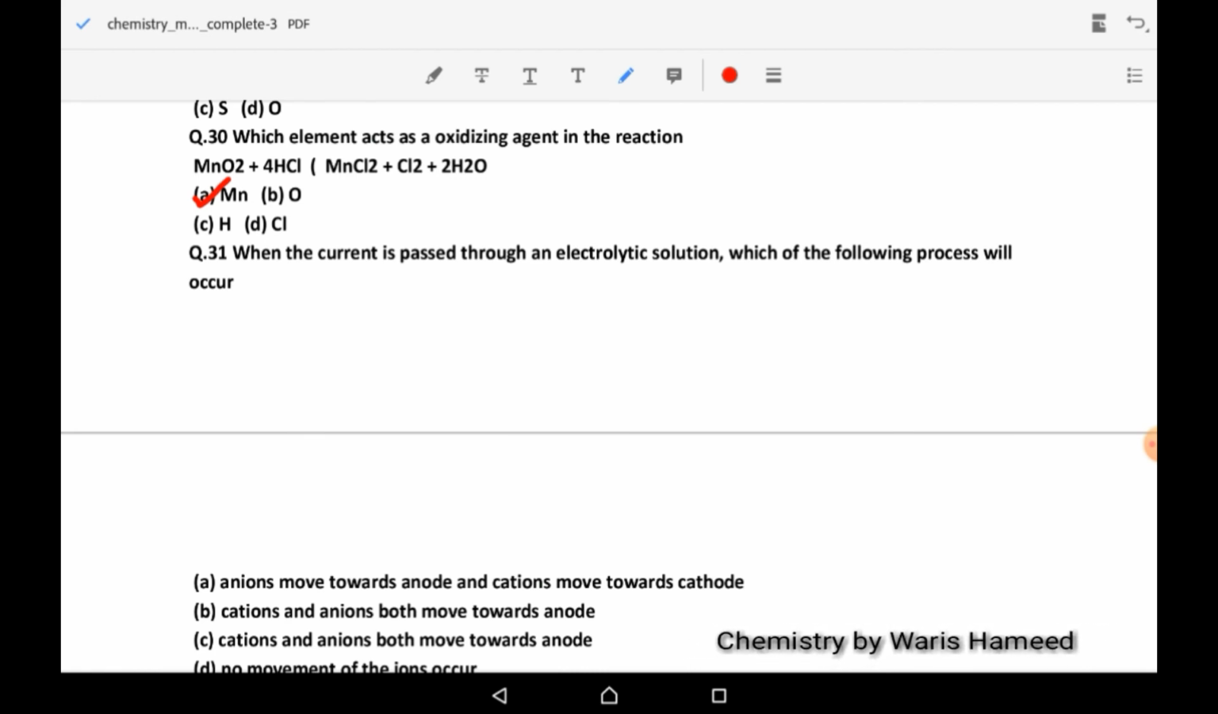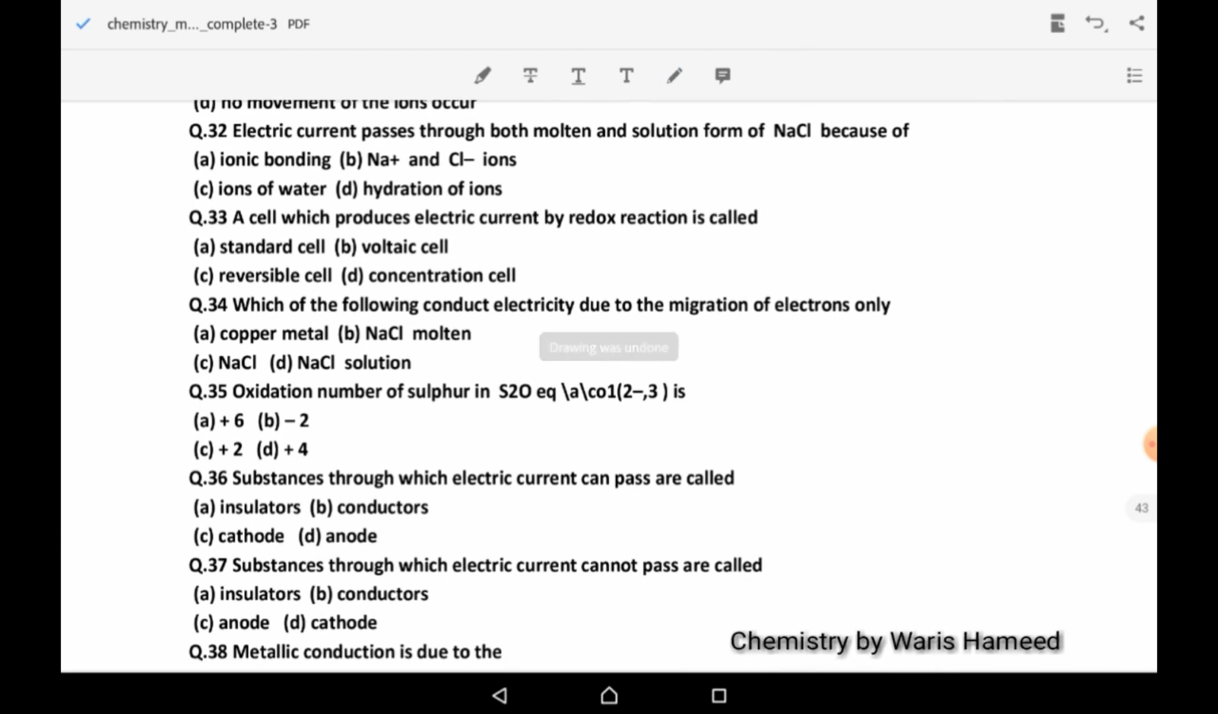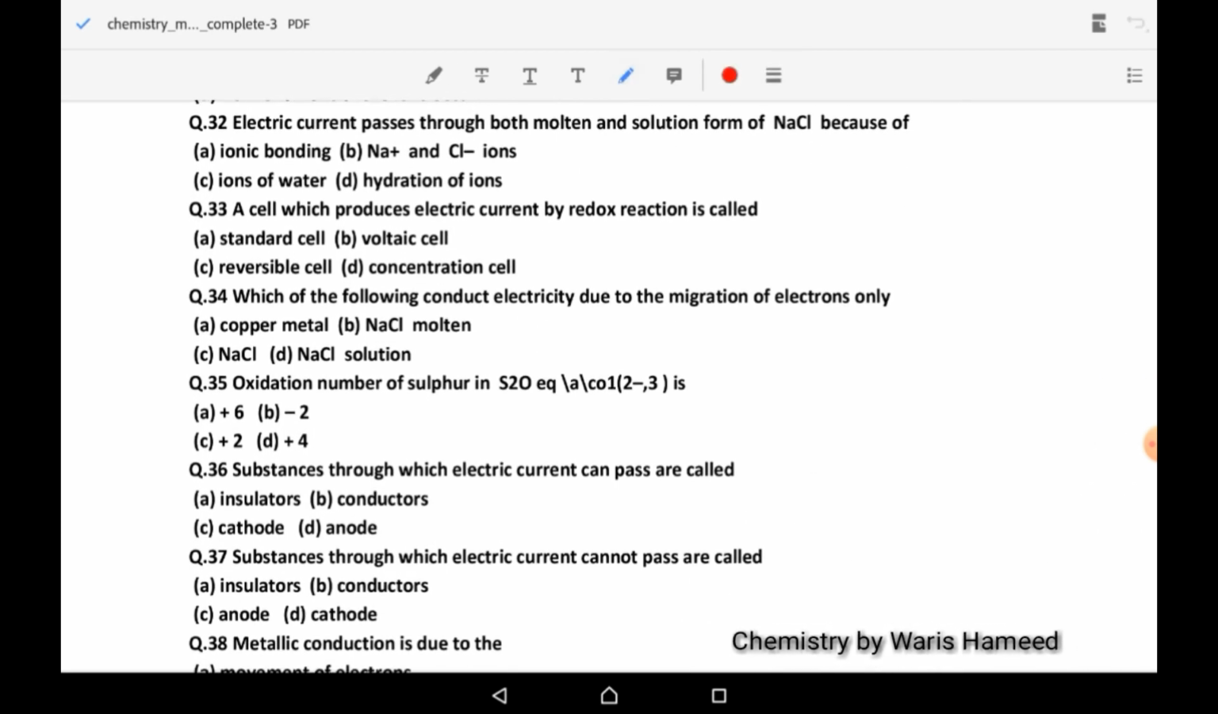When current is passed through an electrolytic solution, which of the following processes will occur? Anions move towards the anode and cations move towards the cathode. This is the correct answer. 32nd MCQ: electric current passes through both molten and solution forms of NaCl because of ions. Na+ and Cl- ions are the main cause of this movement.